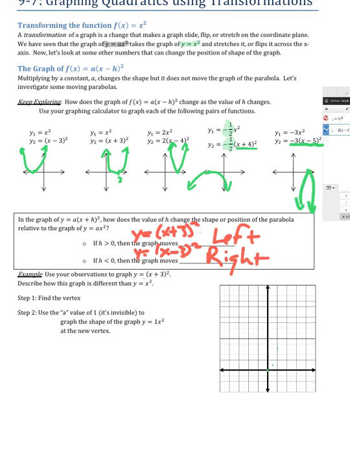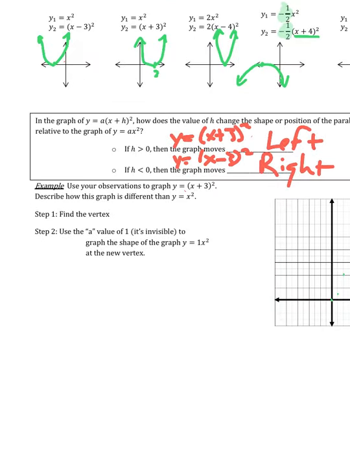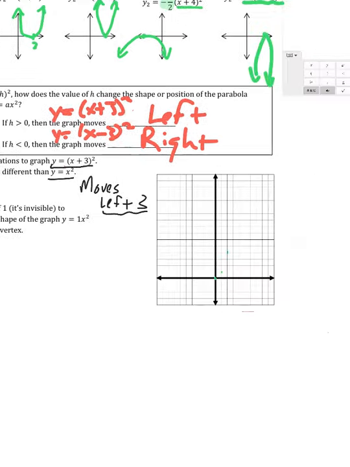Let's see how this works in practice. We've got an equation we want to graph: y equals x plus 3 squared. We're going to relate this to y equals x squared. Now we notice the plus 3. It seems like it's going to move it right. No, I'm sorry, I've got to be careful there. This moves left. Remember, left and right is opposite. So it's the same shape, and it moves left 3.